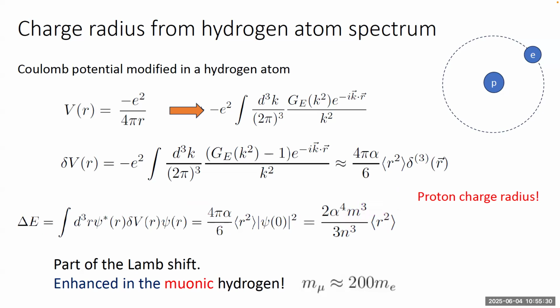And remarkably, what is interesting here is that the energy shift is proportional to the electron mass cubed. So the idea is, what if you replace the electron by a muon, which is 200 times heavier than the electron? If you replace the electron mass by the muon mass, then you gain a factor of 200 to the power of 3. That's 1 million, right? So you get a factor of 1 million enhancement of this energy level. So you can make a very precise measurement of this delta E, and from that you can extract the charge radius.